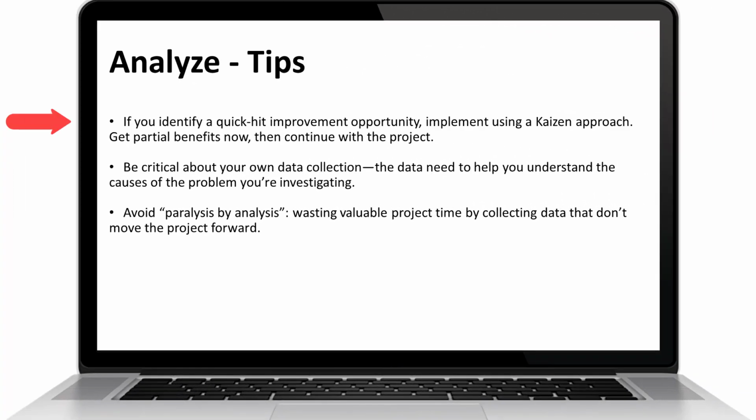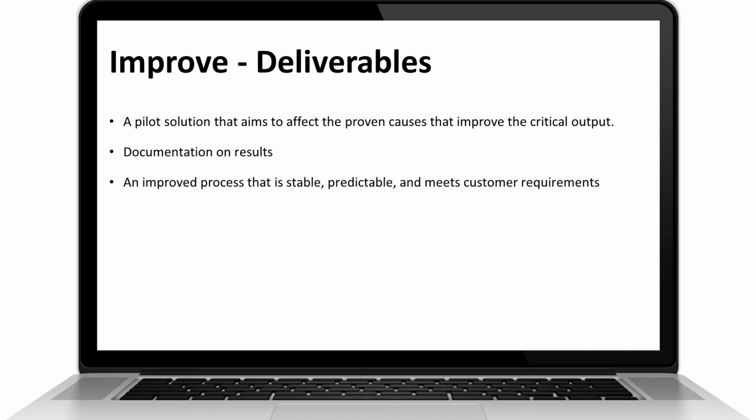Tips for the analysis are: if you identify a quick hit improvement opportunity, implement it using a Kaizen approach. Get partial benefits now and continue with the project. Be critical about your own data collection. The data need to help you to understand the causes for the problem you're investigating. Avoid analysis paralysis. Don't waste valuable project time for collecting data you don't need and that don't move the project forward.